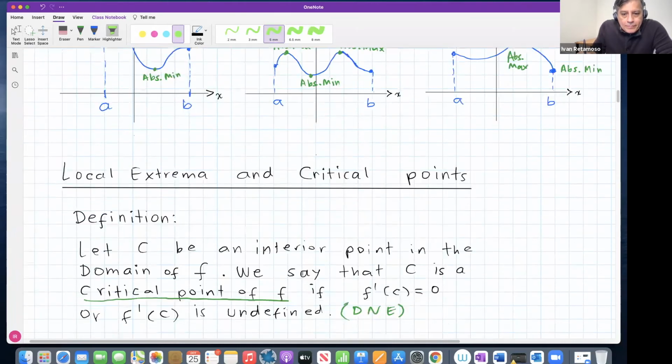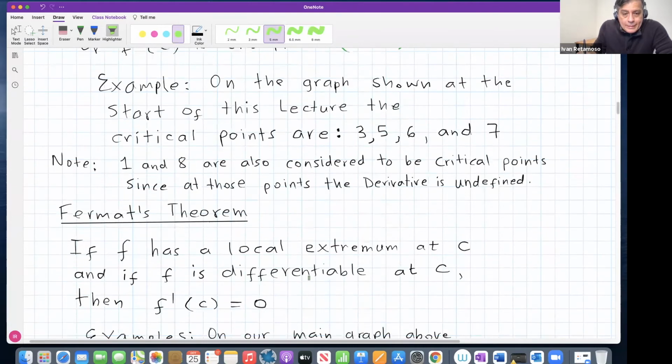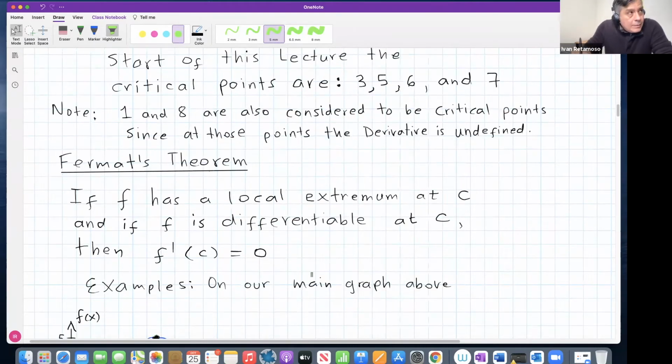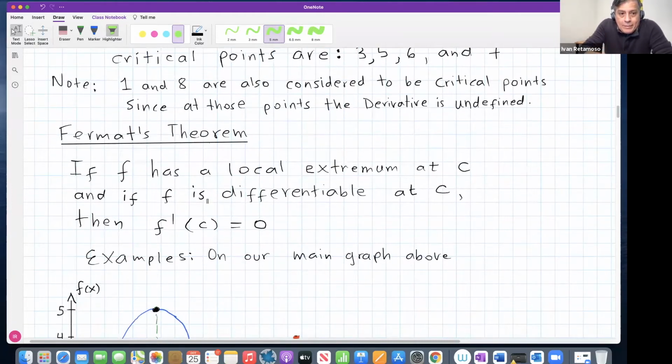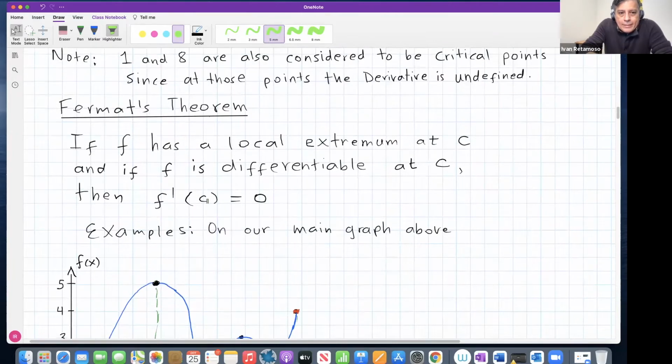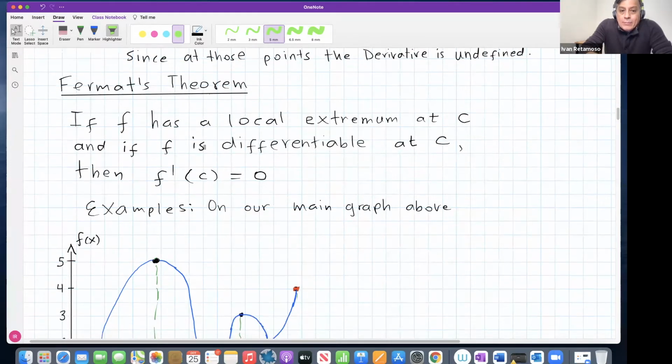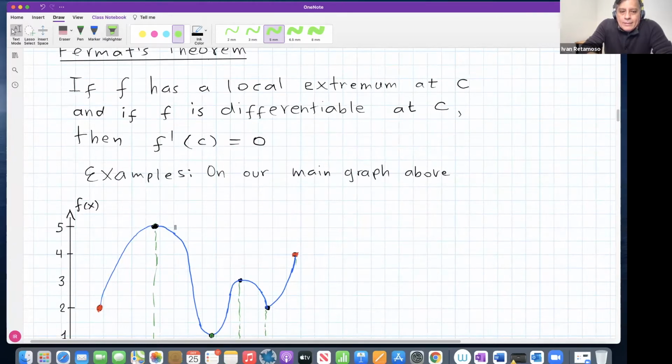All right, so now we know what the critical points are. Here is a theorem due to the French mathematician Fermat. Here is Fermat's theorem, which basically makes the connection between absolute and local extremum and the derivative. It says, if f has a local extremum, it could be a local maximum, local minimum at C, and if f is differentiable, meaning smooth, then the derivative must be 0. So if you are dealing with a graph that is not only continuous, but also differentiable, smooth at some points, right? Then for sure the derivative must be 0.